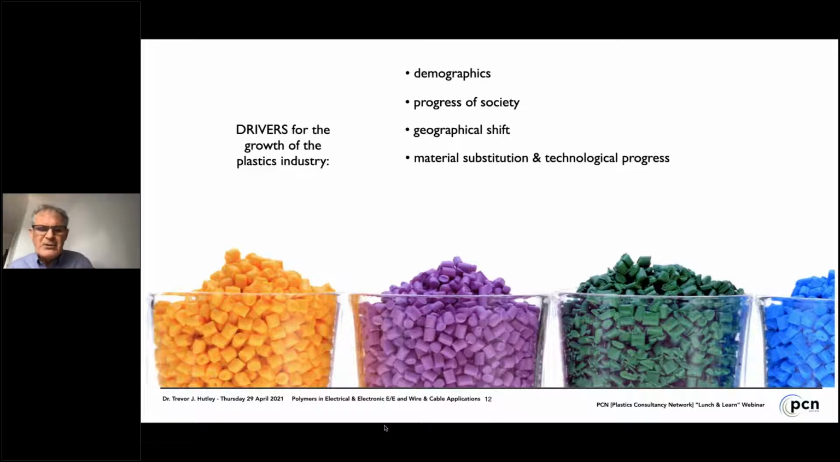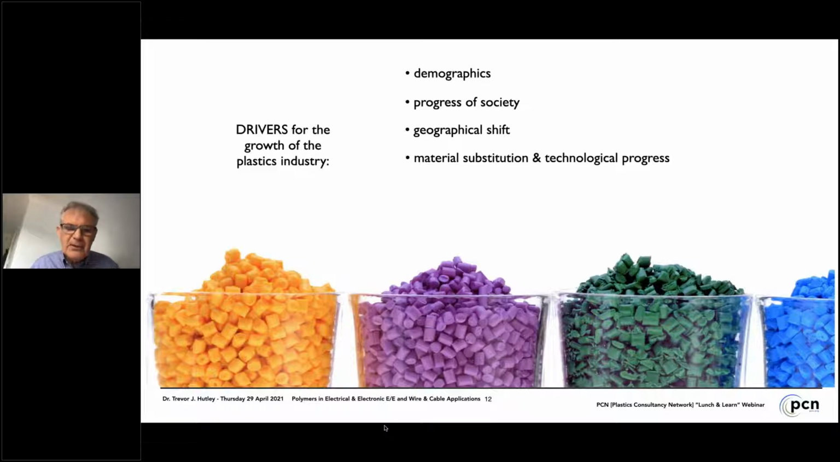And this is a big feature, and we'll perhaps come back to this a little bit today from time to time: material substitution and technological progress. As technology becomes more sophisticated, we require better and more functional materials, and materials that were previously used are being substituted. At the time, they were the right materials, they were the best materials. But as the progress of technology goes on, those materials get substituted.